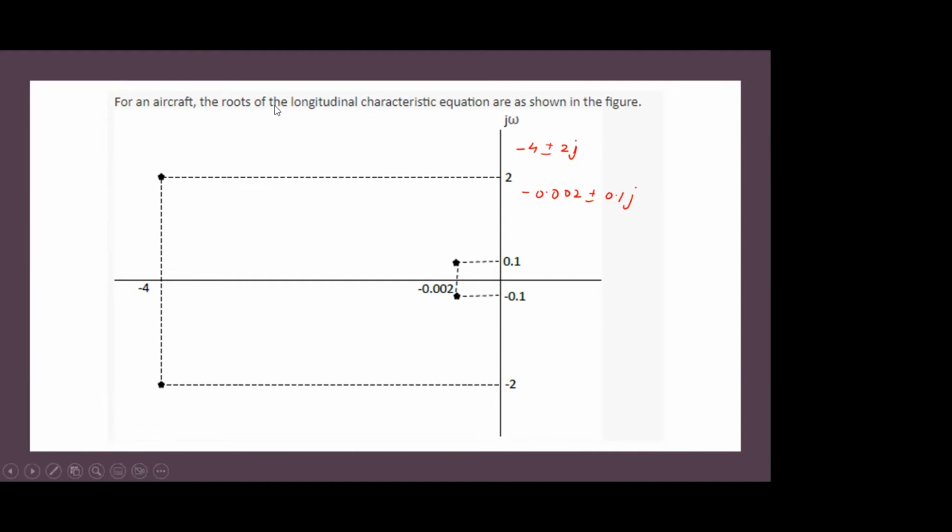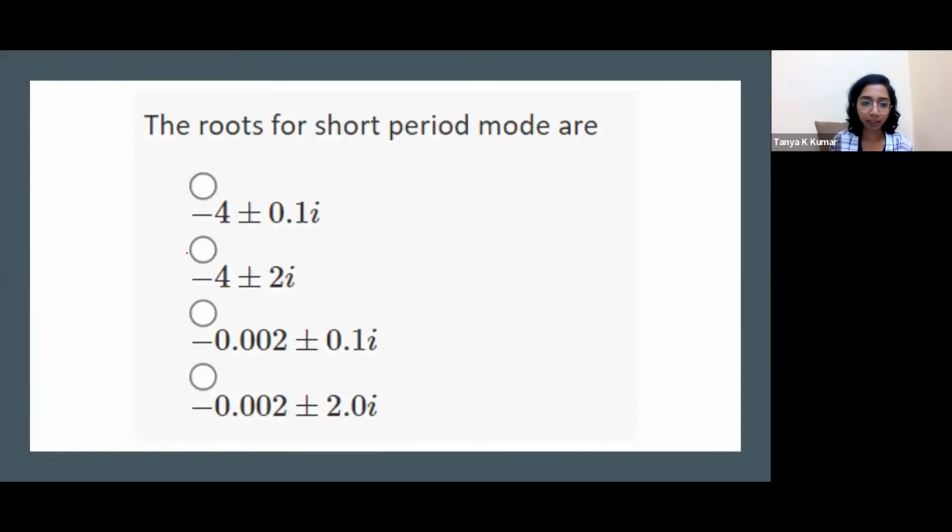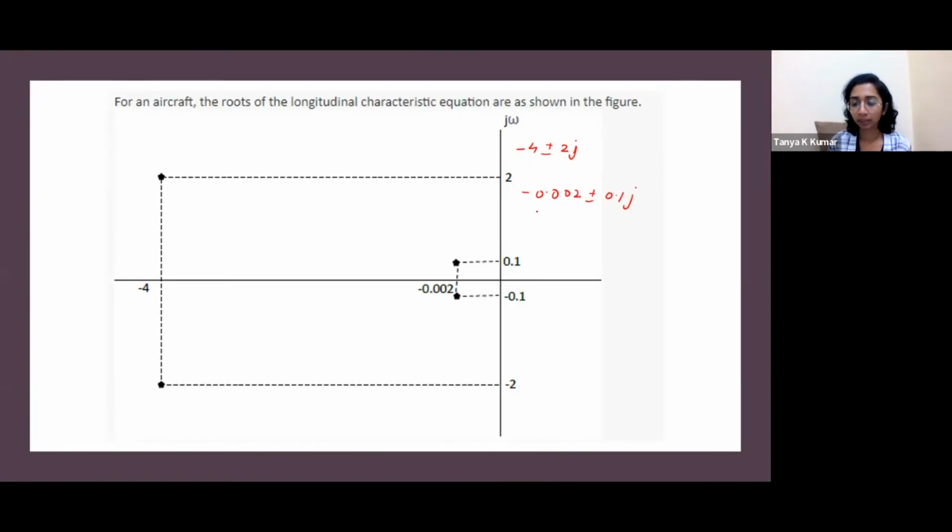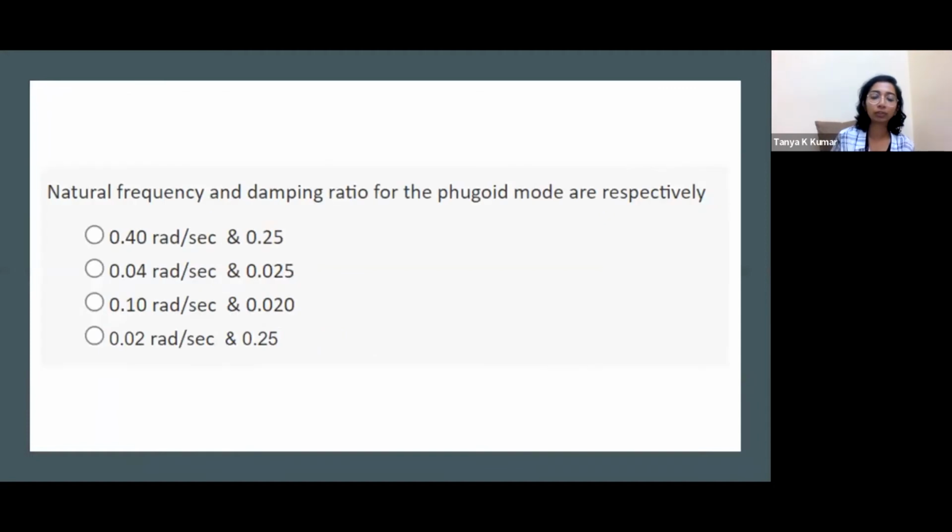Yes, ma'am. It's -4 plus -2j. It's short period. Correct. So it's -4 plus or minus 2j. That's the correct one. And the long period is the other one, minus 0.002 plus or minus 0.1j. So the next question was to find the natural frequency and damping ratio for the phugoid or long period mode. So you take the second root, that is minus 0.002 plus or minus 0.1j.